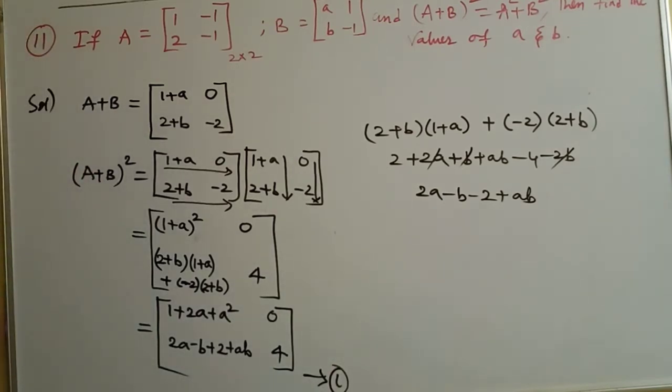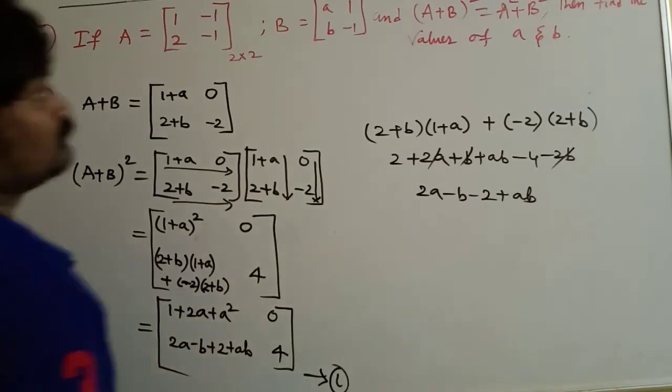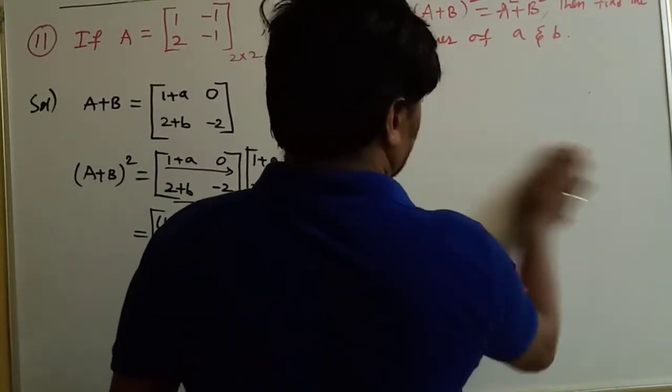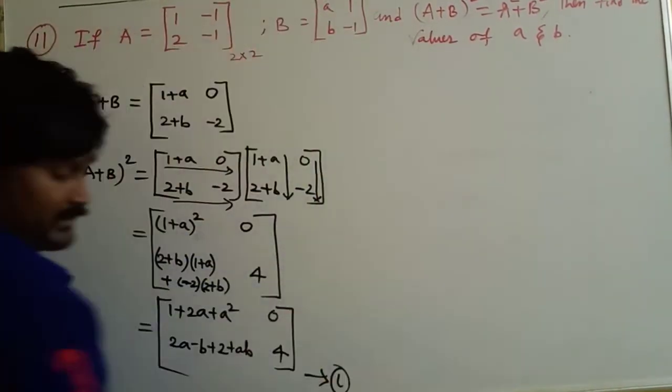So now we are going to A² plus B². Let me check how it is possible to solve that part. Okay. And so now A² plus B² also we will solve here itself so that you can understand.